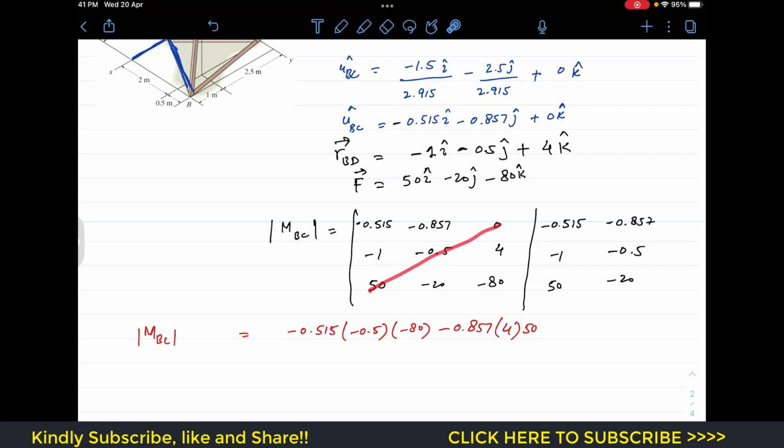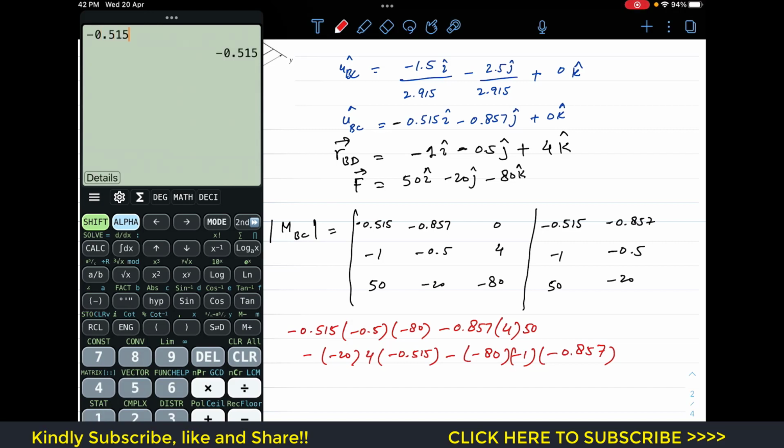Now we have to take the product of this. This will give us 0, and then we have to subtract this. So this is minus, we have to write minus into minus 20 into 4 into minus 0.515, and then we have to multiply all these with a minus sign since we have to subtract it. This is minus into minus 80 into minus 1 into minus 0.857.